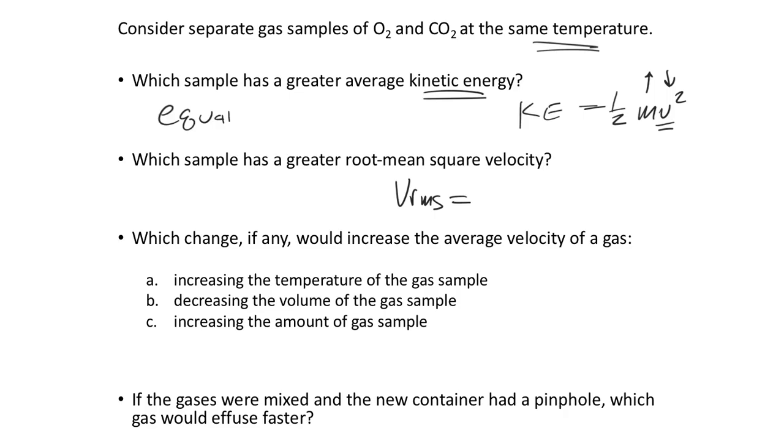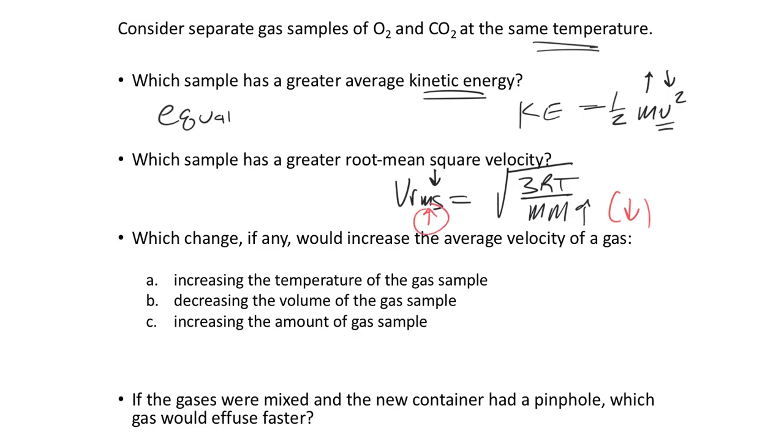You also get the RMS equation, this one here, that is the square root of 3RT divided by molar mass. And again, I think probably wouldn't just ask you to calculate a velocity, but with this equation you can see that as the molar mass increases, the v_rms, the root mean square velocity, is going to decrease. So the heavier particles move slower. And so the sample with the greater root mean square velocity will have to be the particle that has the lower molar mass.